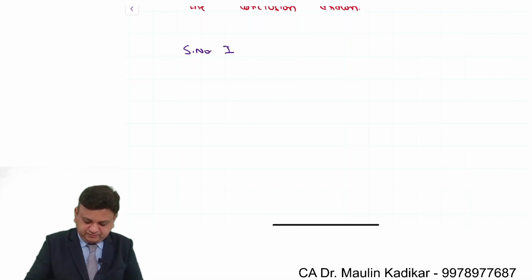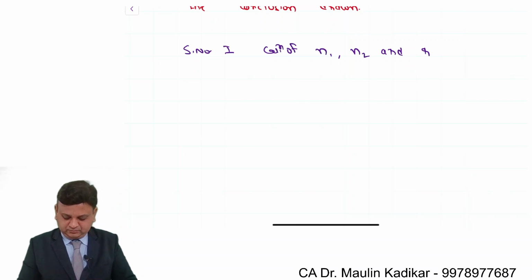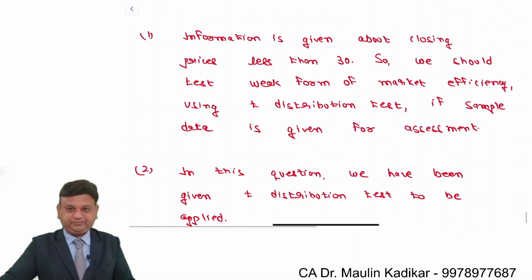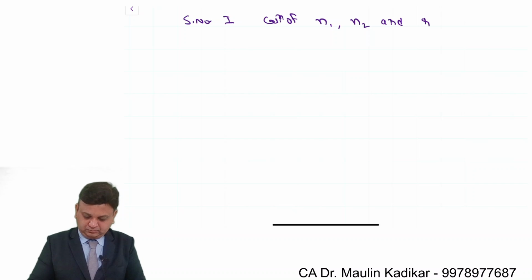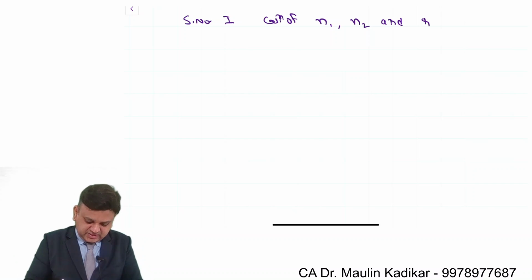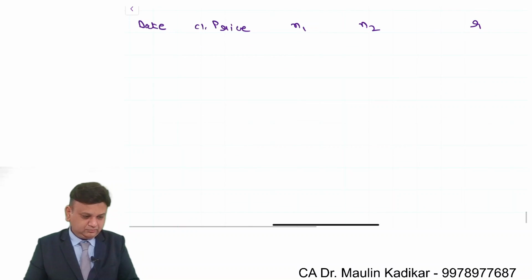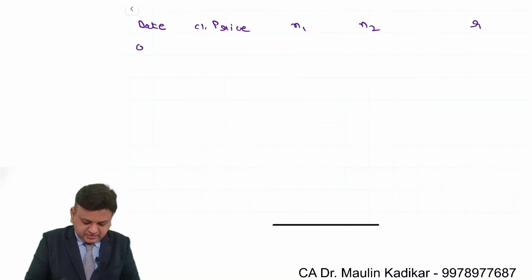Step number 1, calculation of N1, comma N2 and R. So in step number 1, we have to find N1, N2 and R. So column number 1 is date. Column number 2 is closing price. N1, N2 and R. Please write an answer along with me.